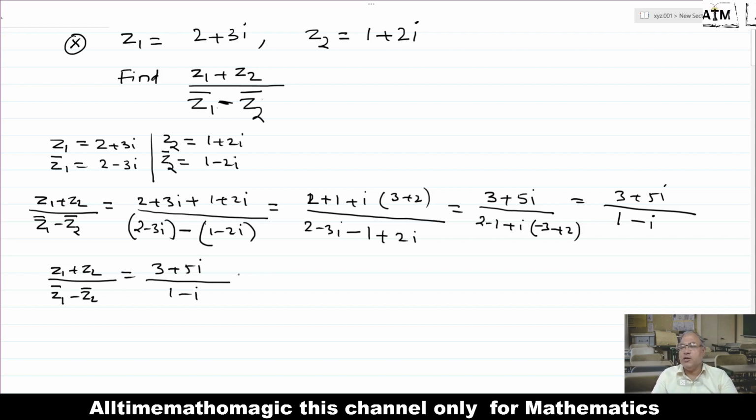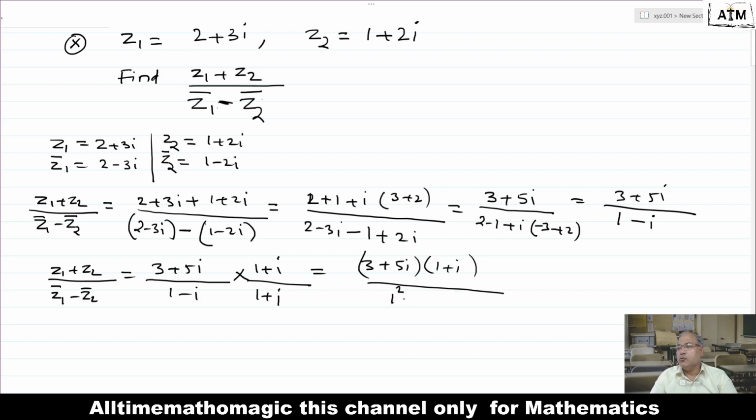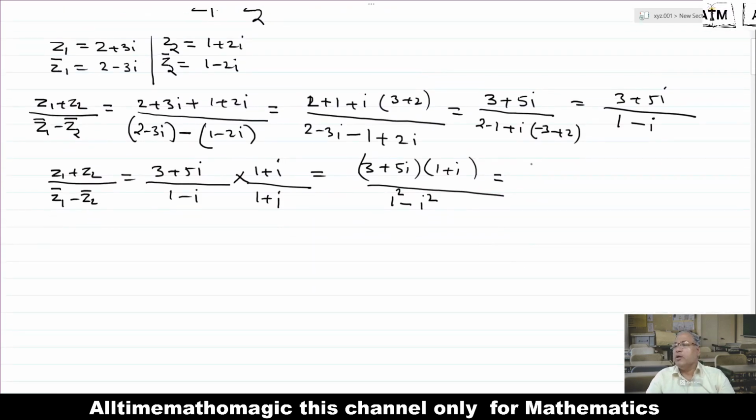For that we have to rationalize the denominator, that is, multiplying and dividing by 1 plus i upon 1 plus i, which equals (3 plus 5i) into (1 plus i) upon 1 square minus i square. Now opening the brackets, we get 3 plus 3i plus 5i plus 5i square upon 1 minus 1.